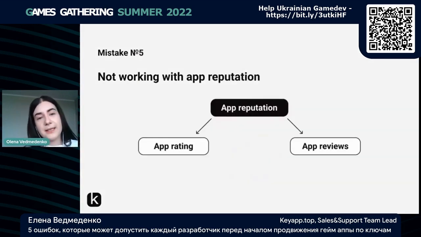And the fifth mistake is not working with app reputation. It has the same logic as the previous one, as app reputation consists of the rates your app has and the reviews your app has. So in such a way, a Google or Apple algorithm checks all these factors and decides if the app can get an increase in positions.